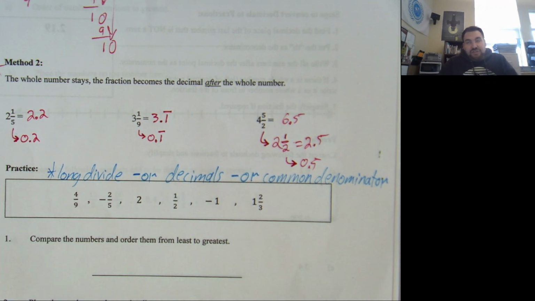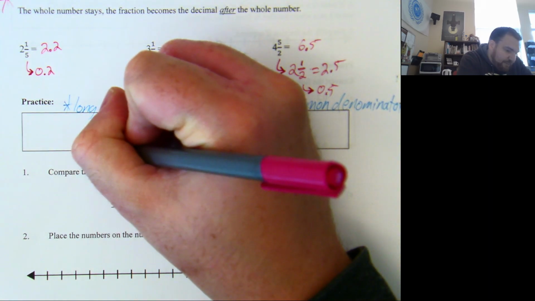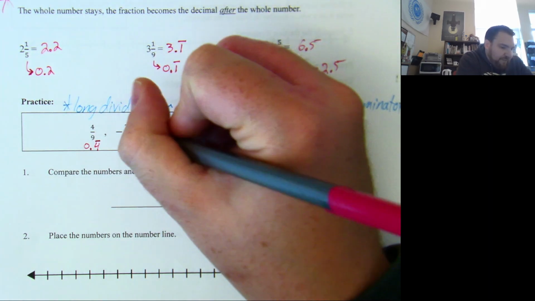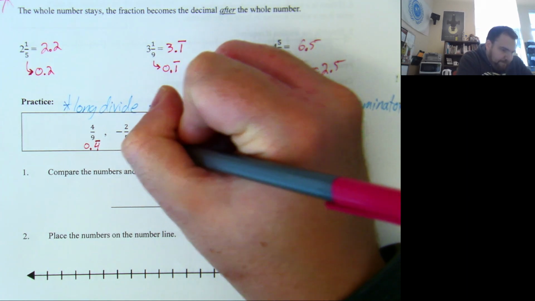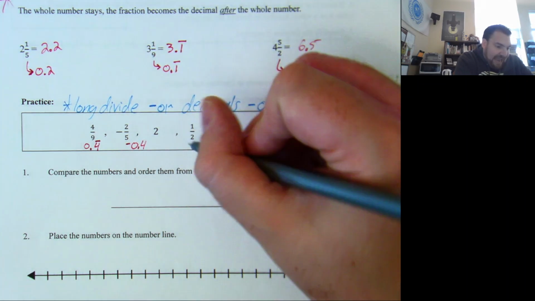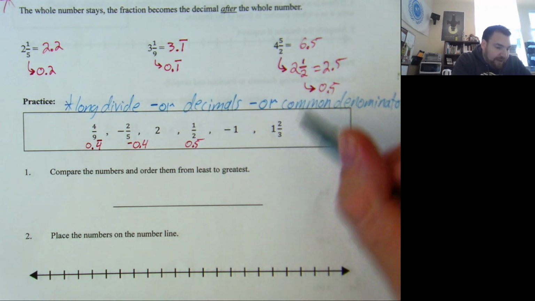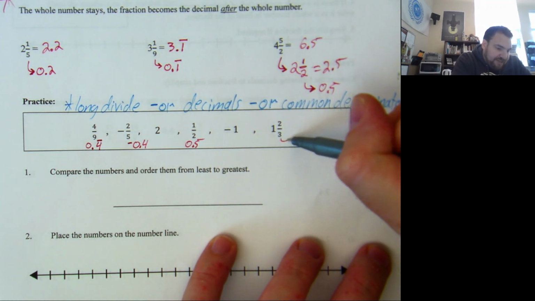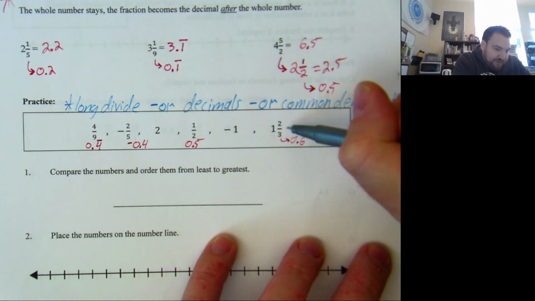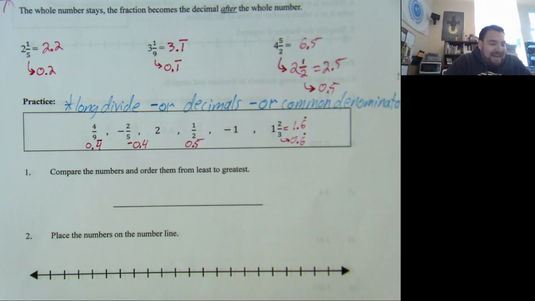them out. Okay, so these things converted to decimals is I think the least amount of work to do here. 4/9 is 0.4 repeating. Your fifths is -0.4. 2 is just 2. A half is 0.5. -1 is -1. And 1 and 2/3, 2/3 is 0.6 repeating, so this thing's going to be 1.6 repeating. And now we're just going to put those in order.